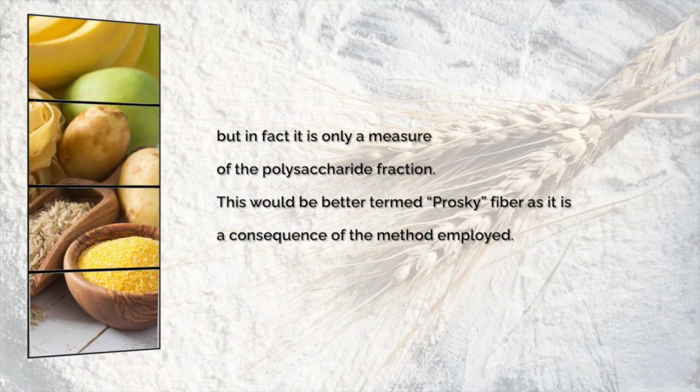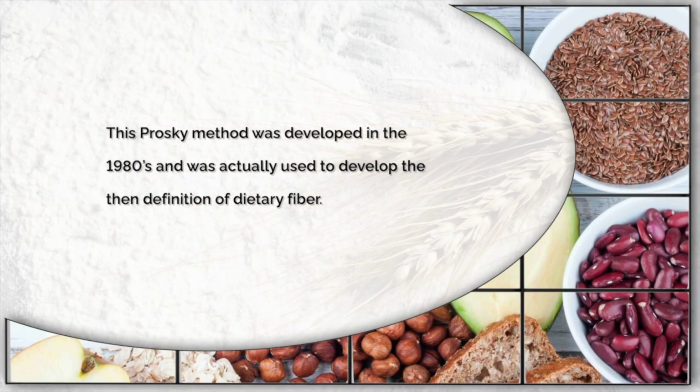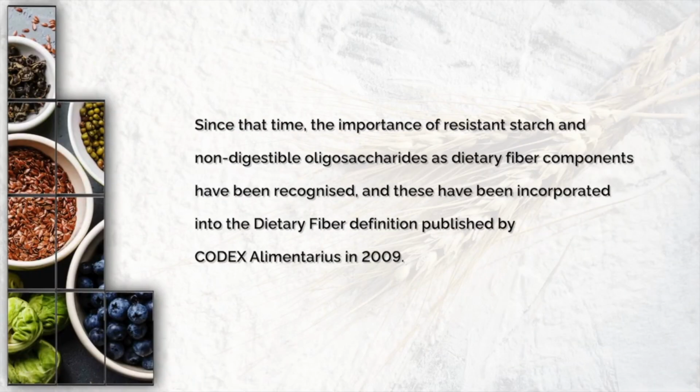But in fact, it is only a measure of the polysaccharide fraction. This would be better termed Prosky fiber, as it is a consequence of the method employed. This Prosky method was developed in the 1980s and was actually used to develop the then definition of dietary fiber. Since that time, the importance of resistant starch and non-digestible oligosaccharides as dietary fiber components have been recognised, and these have been incorporated into the dietary fiber definition published by Codex Alimentarius in 2009.